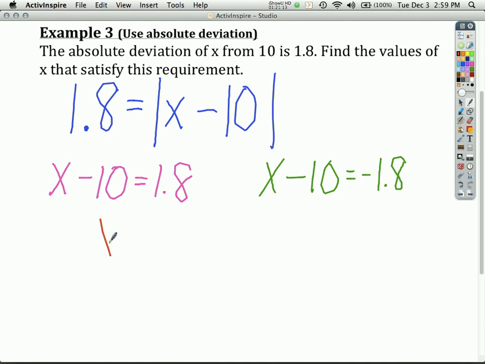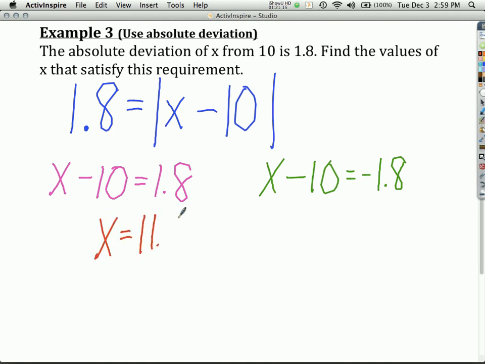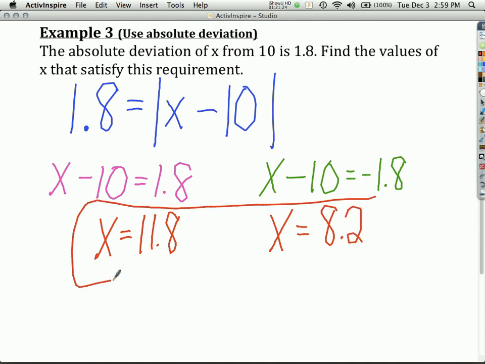So here, you get x equals 11.8. That was just mental math. And here you get x equals 8.2. And so those are the two solutions that make this true, or that satisfy this requirement. It's going to seem a little bizarre to you initially, but as you do more and more examples, it will make more and more sense. So that is called absolute deviation. It's actually a very simple application of this idea.